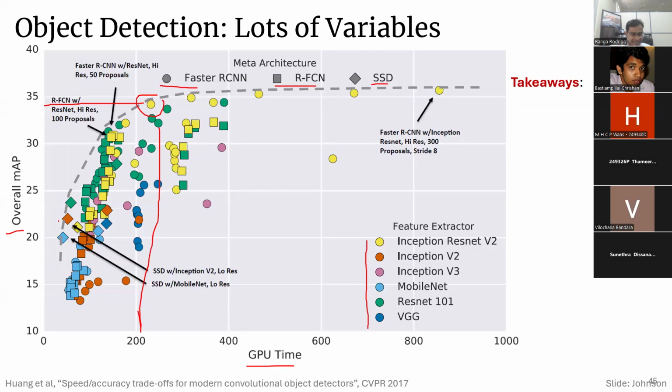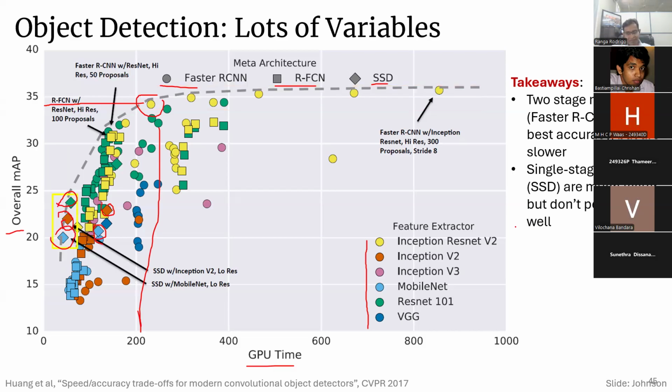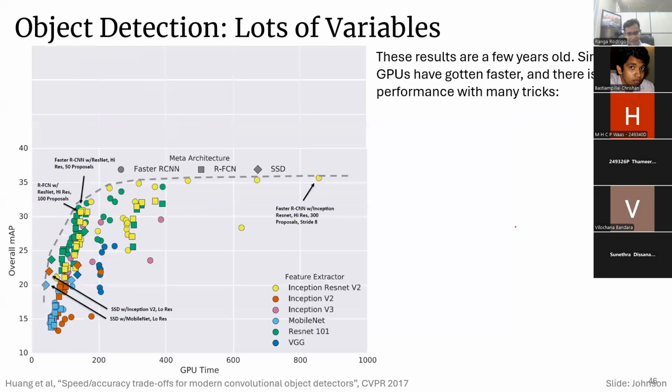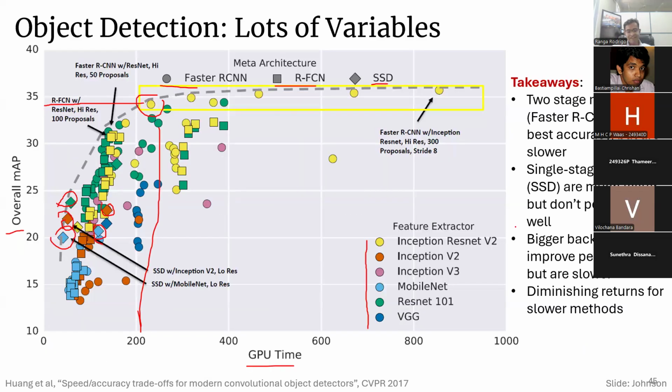You can in general see that the single stage detectors, the diamonds, have less accuracy because their flexibility is small. Now, two-stage methods like Faster RCNN get the best accuracy but are slower. Single stage methods like SSD are much faster but don't perform as well. Bigger backbones improve performance but are slower, with diminishing returns for slower methods. Those are the takeaways from this diagram.